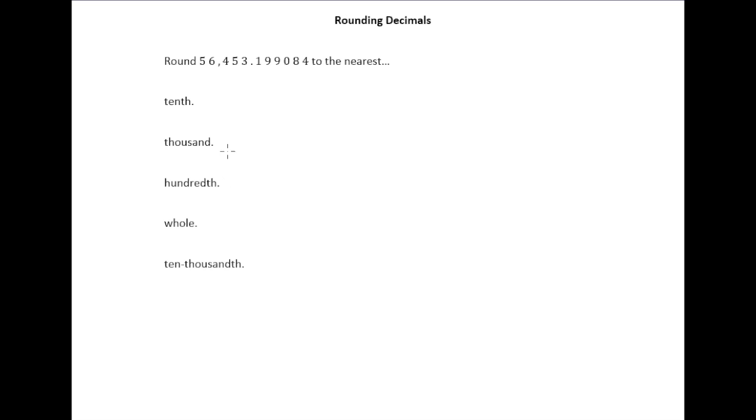So the first one, where it asks us to round this number to the nearest tenth, we understand that this 1 right here is our rounding digit because it's in the tenths place. And then the digit 1 to the right of it, which in this case is the 9, is our test digit. And so based on the fact that the test digit is a 9, we understand that we will be rounding the 1 up to a 2. Everything to the left of that place value stays as it is.